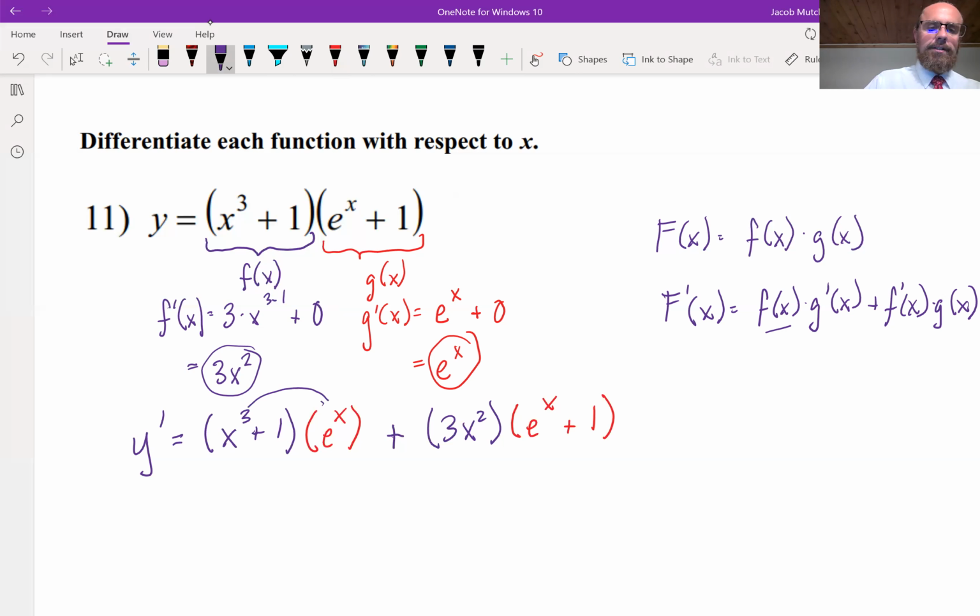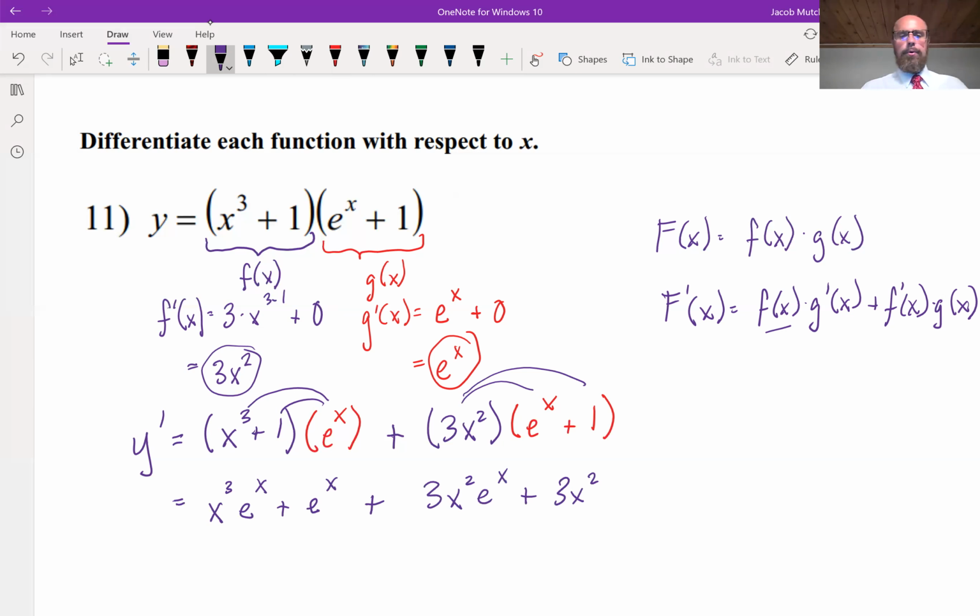So then we want to simplify, distribute e to the x through both those terms. So that's going to be x cubed e to the x plus 1 times e to the x is just e to the power of x, plus, and then now I'm going to distribute 3x squared through e to the power of x plus 1. So that's 3x squared e to the power of x plus 3x squared. So at that point, we could probably just leave it.